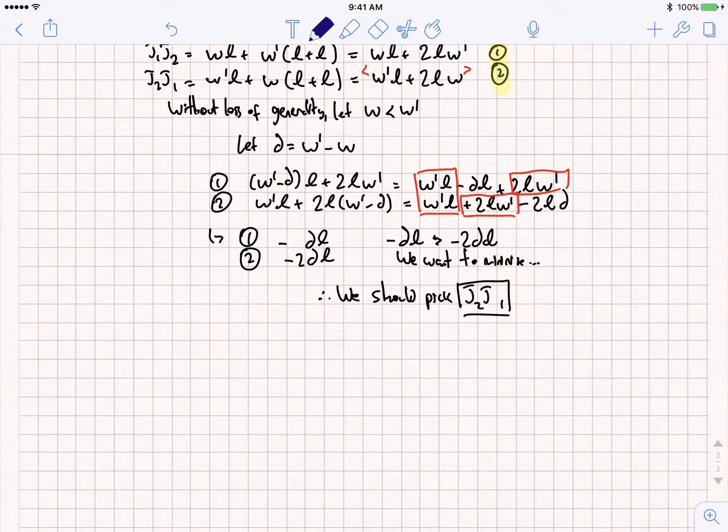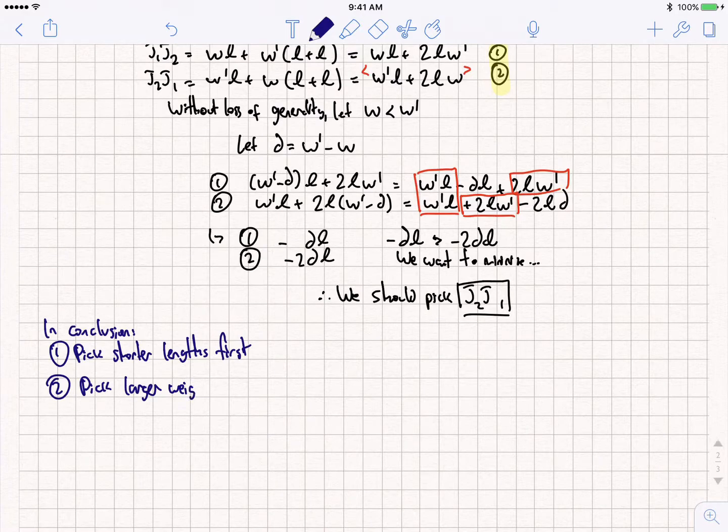Okay, so now we have two things. In conclusion, pick shorter lengths first, and we also have to pick larger weights first. This is our heuristic right now. So when we sort or whatever processing we do, we have these heuristics that we want to pick.